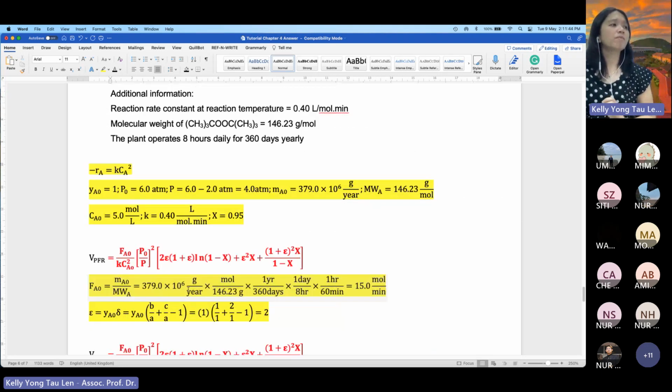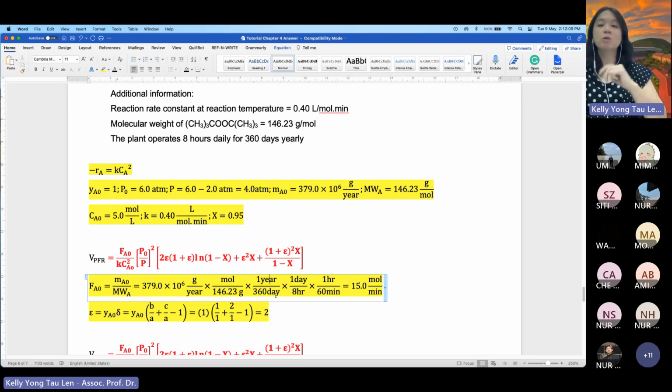So first of all, naturally, I will divide with the molecular weight to convert from gram to mole. So you can see here, I can cancel my gram and gram. I'm left with mole per year. However, the question says for every 1 year, I only operate 360 days. So sekarang saya akan cancel year per year. Saya tinggal mole per day. Tapi saya nak apa? Mole per minute kan?